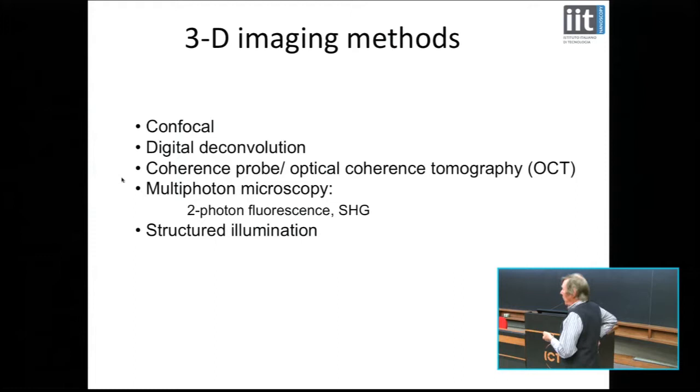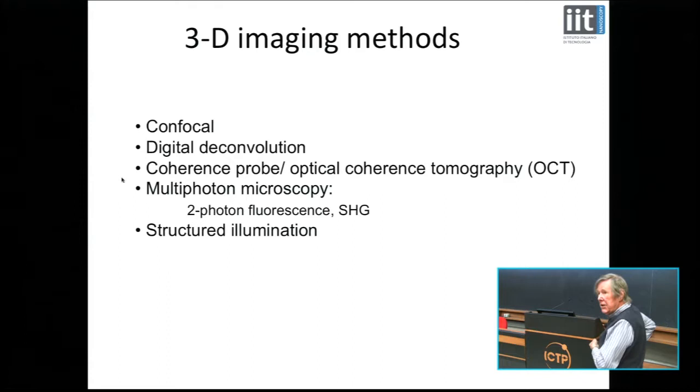Then there's things like OCT that I'm sure you know about, but there's another type of microscope called a coherence probe microscope, sometimes called full field OCT. This is another way of getting 3D images. Then there's multiphoton. We had an introduction to two-photon absorption yesterday from Nicoletta, and I'm going to say quite a lot more about that in a minute. So this leads especially to two-photon fluorescence microscopy and second harmonic generation microscopy. And then structured illumination is another method.